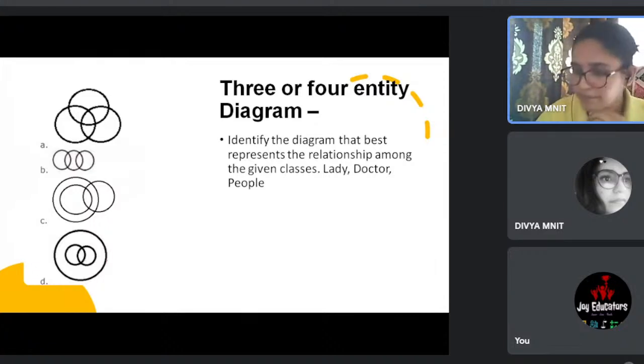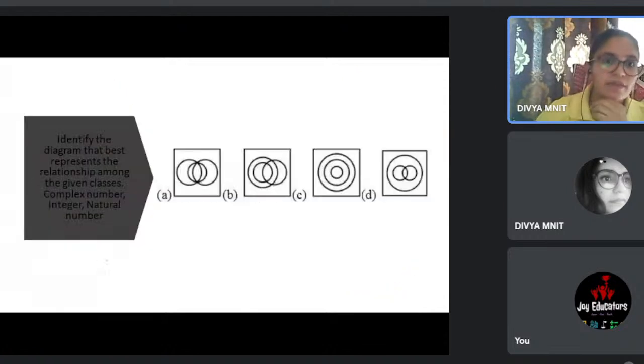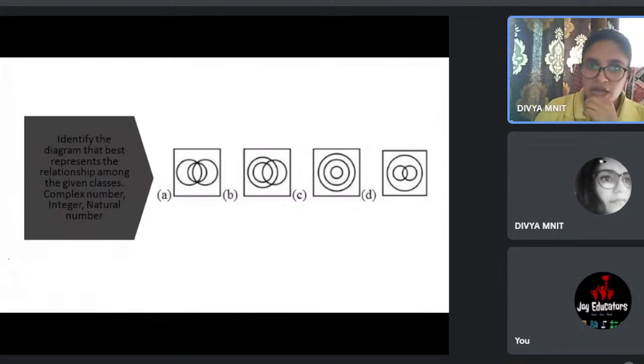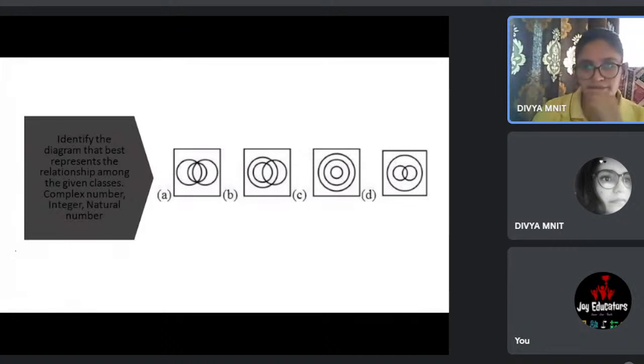Okay. So we have to find the relation between complex number, integer, and natural number. Complex number, integer, and natural number. Solve this problem.